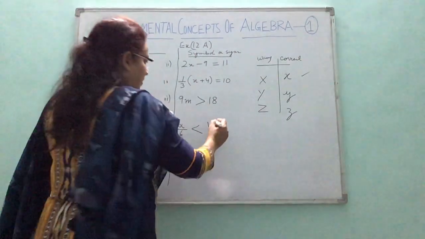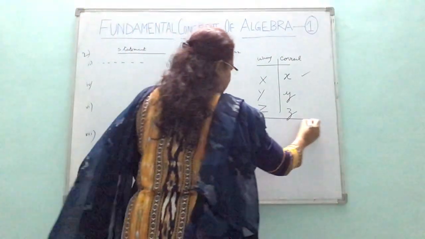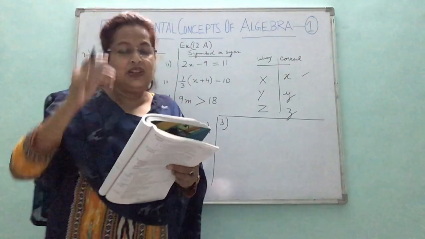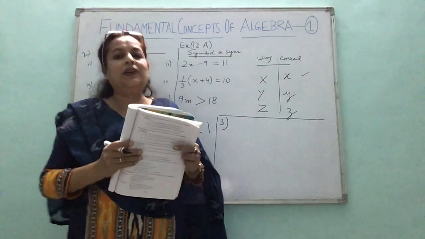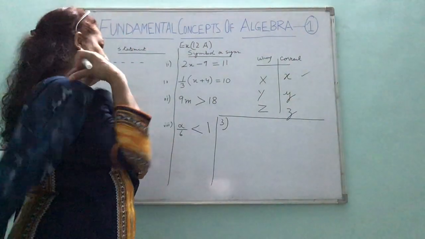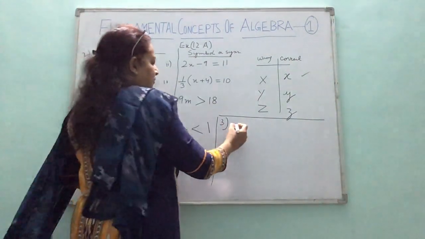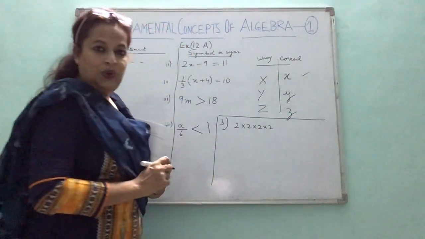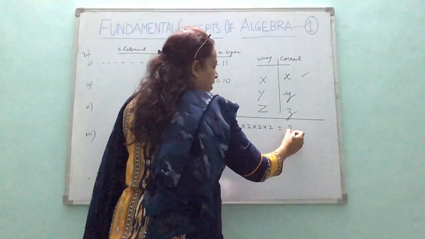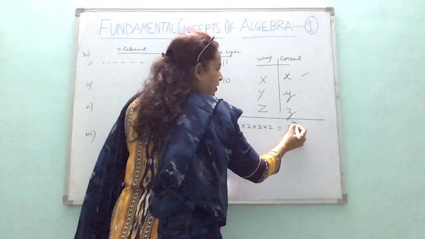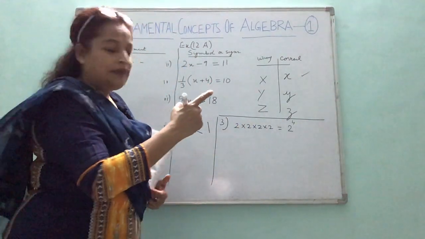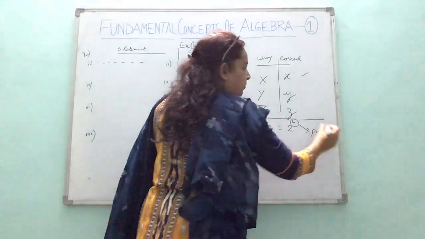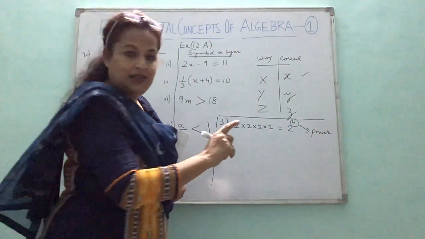Now question number 3. Write each of the following in exponential form. Now what do we mean by exponential form, the power form? I'll just explain that first of all, then I'll write it. If it is 2 into 2 into 2 into 2, how many times have I multiplied 2? 4 times. So we write 2, and as many times it is there, we write as a power, raised to power. This is called power or exponent.